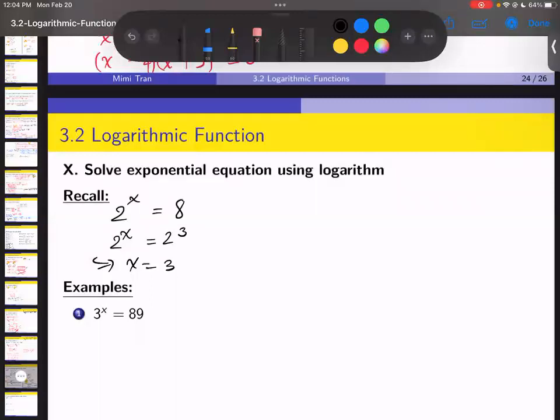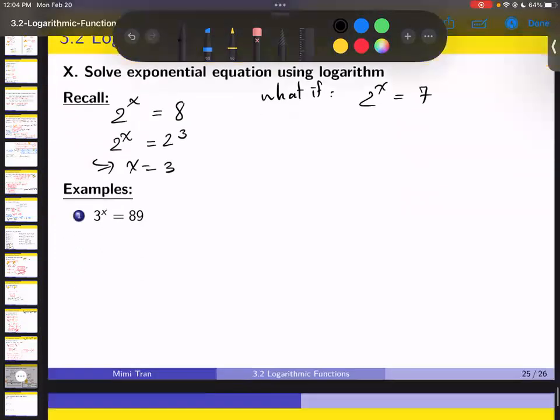But what if I have something like this? How will you solve for that? There's no way you can turn that 7 into 2 to the something. At least not in real numbers. So, well, that's when we have to use log. Right? That's when we use log. So let's take a look at this.